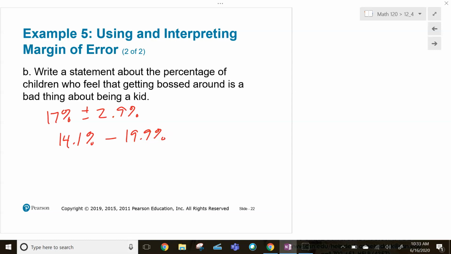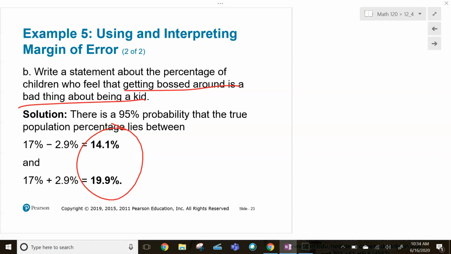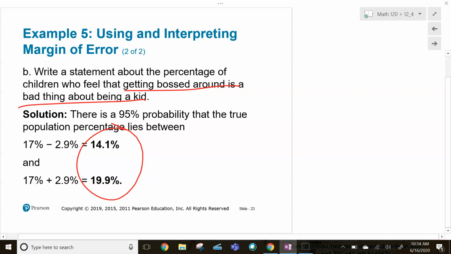So we can say we are 95% confident. In other words, there's a 95% probability that the true population percentage, in fact, I have it written out on this next page, lies between 14.1 and 19.9%. In other words, we're 95% confident that the true population percentage that feel this way, getting bossed around is a bad thing about being a kid, is between those two. That's what we're saying. Okay. So we don't know if it's actually 17%, but we have 95% probability, 95% accuracy, if you will.